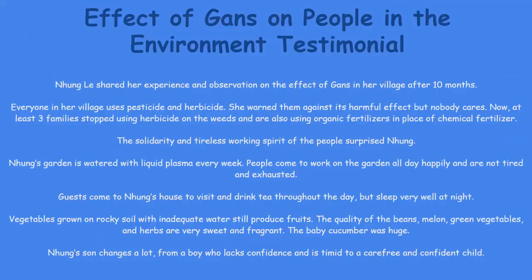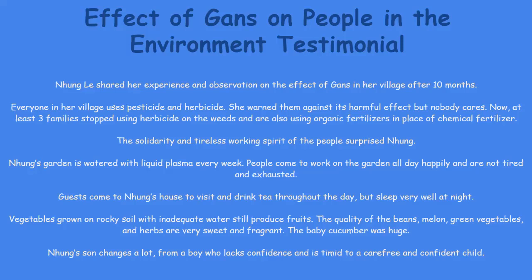Effect of GANS on people and the environment, testimonial. Nhung Le shared her experience and observation on the effect of GANS in her village after 10 months. Everyone in her village uses pesticide and herbicide. She warned them against its harmful effect, but nobody cares. Now, at least 3 families stopped using herbicide on the weeds and are also using organic fertilizer in place of chemical fertilizer. The celerity and tireless working spirit of the people surprised Nhung.